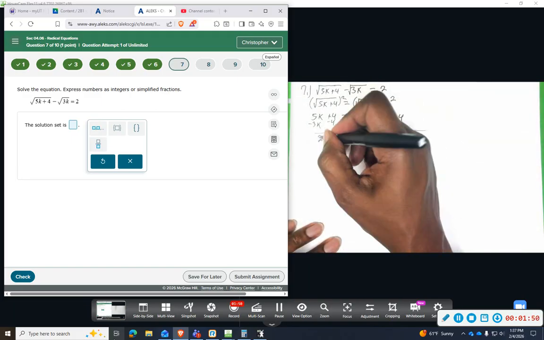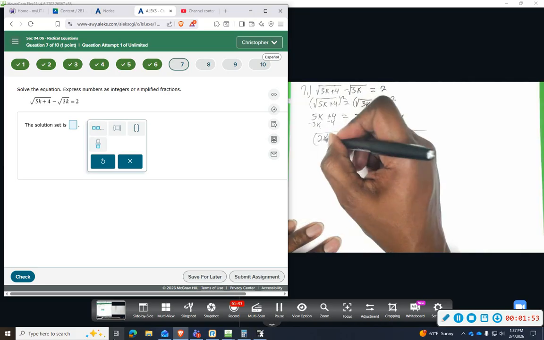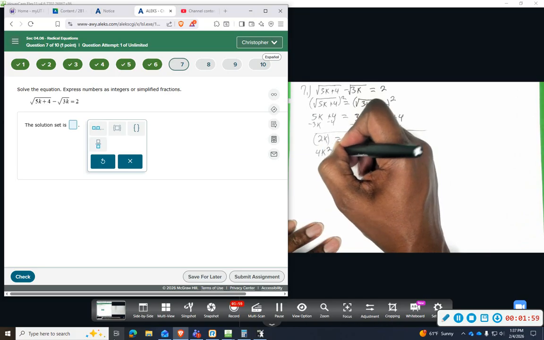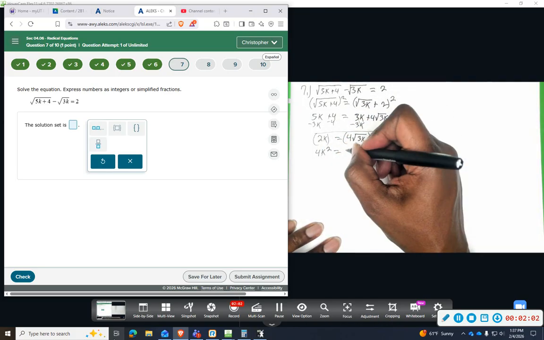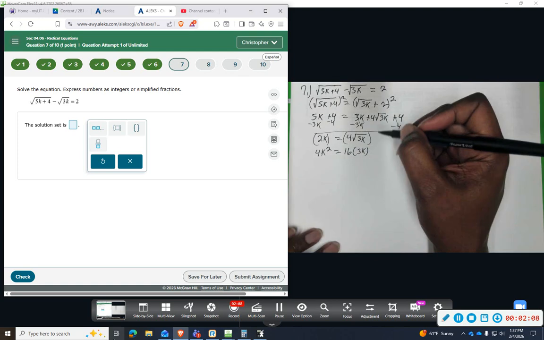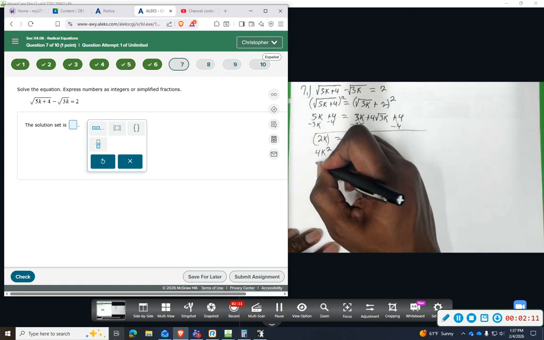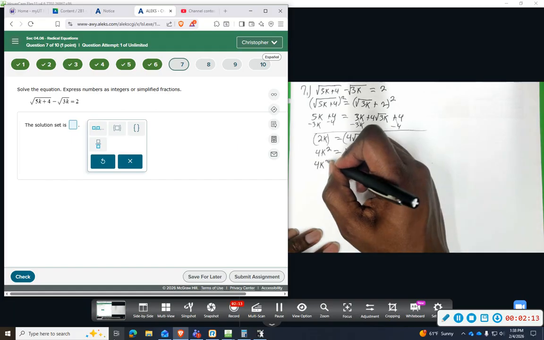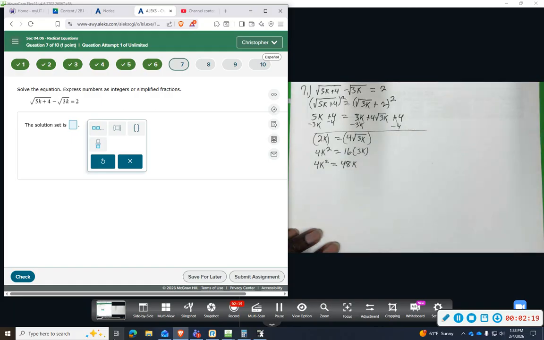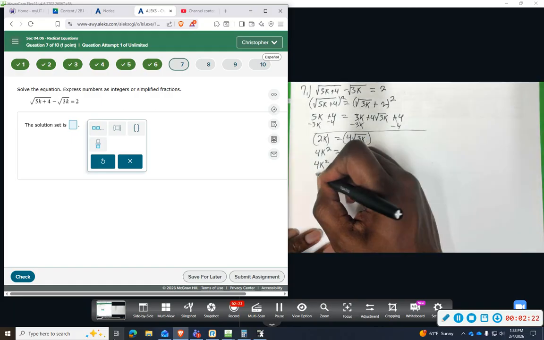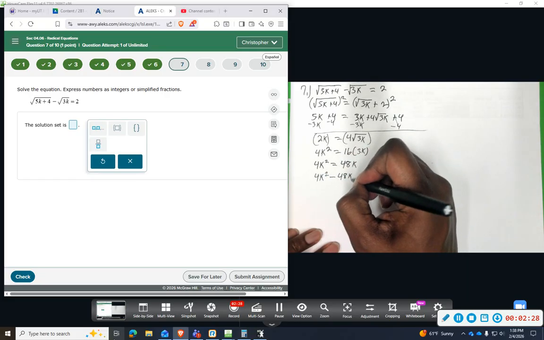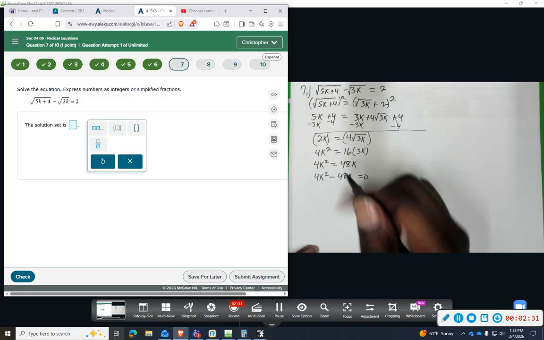We're going to square both sides again. Squaring 2 and k will give me 4k squared. Squaring the 4 will give me 16, and then squaring the square root will get rid of it. So we have 16 times 3k. 16 times 3, so this will give me 4k squared equals 48k. I'll move both of these to the same side and we can factor. So we got 4k squared minus 48k equals 0, and we can factor out a 4k.